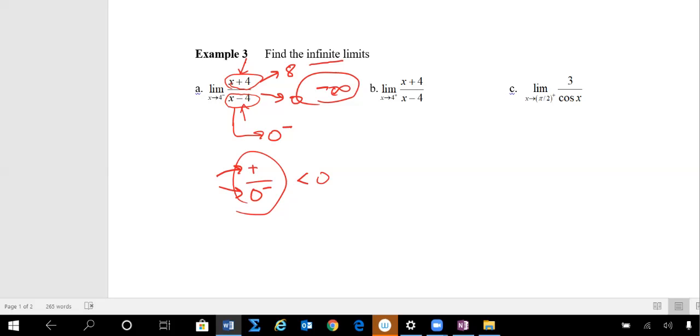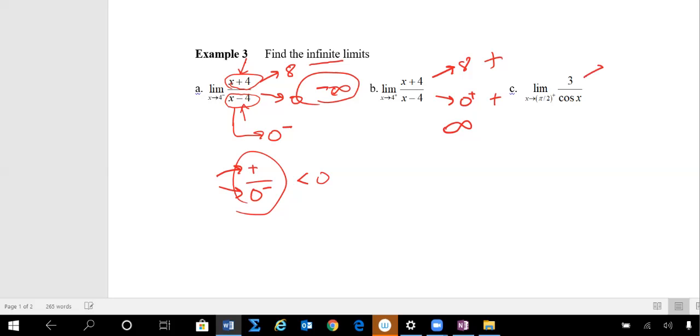So that's very specific as to what's happening. Now this one, same thing's happening here. We've got an 8 up top and we get a 0 on the bottom. However, this denominator is heading to 0 from above 0. In other words, it's bigger than 0, but it is heading to 0. So we've got a positive over a positive. That makes plus infinity for this one.